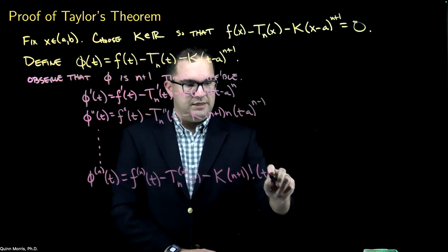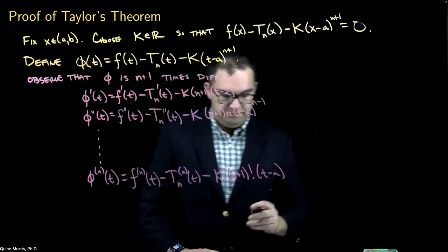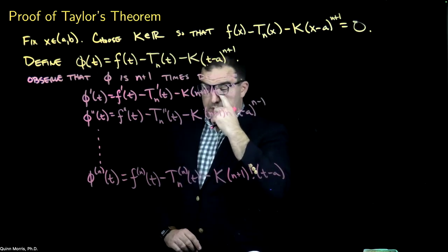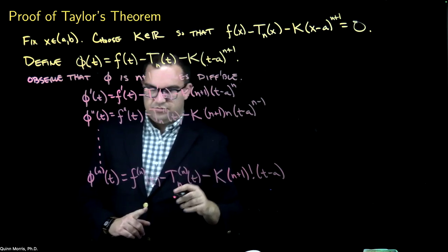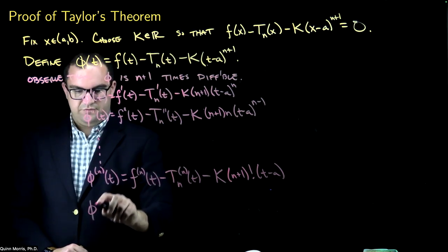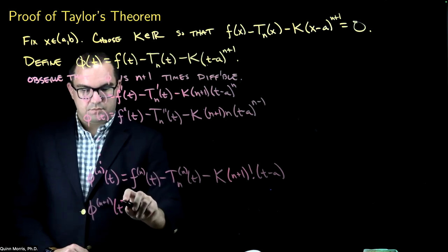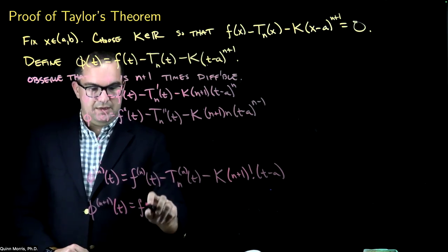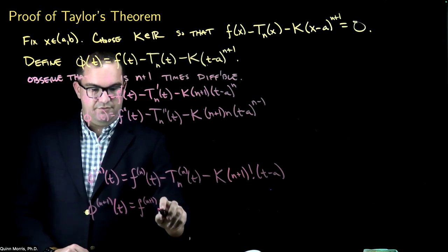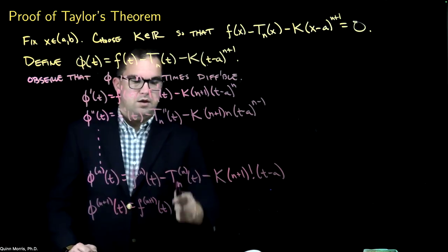And then we have a t minus a to the first power. Okay. Now, if we go one more derivative, something interesting happens. So if I go to the n plus first derivative, I'm going to get the n plus first derivative of f at t. Okay. But now think about this.